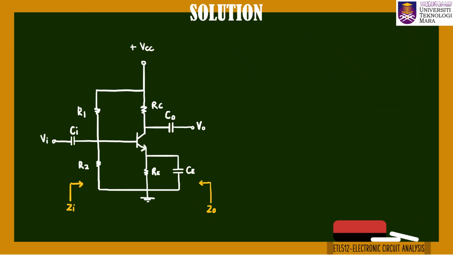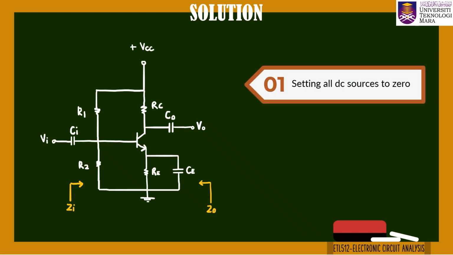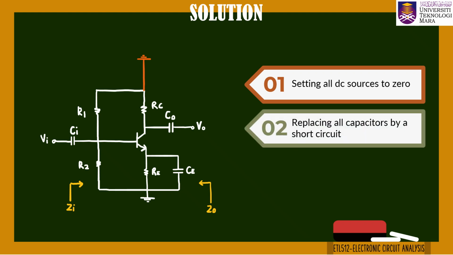Now, let's solve the example step by step, following the process we learned earlier. Step 1. Set all DC sources to 0. In this circuit, we only have one DC supply, positive VCC. So we remove VCC and replace it with ground. Step 2. Replace all capacitors with short circuits. As we can see, there are three capacitors, Cin, Cout and Ce. Each of them is removed and replaced with a short.